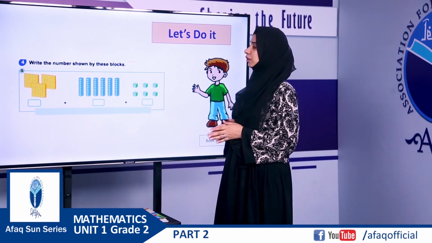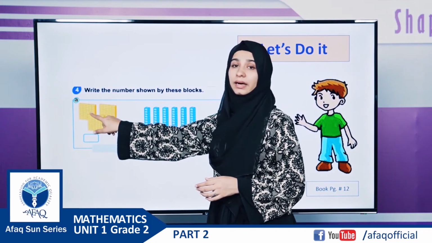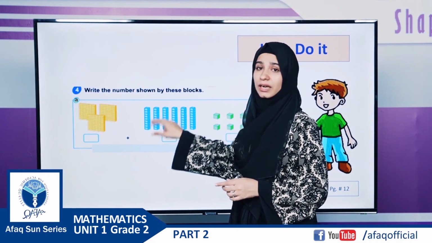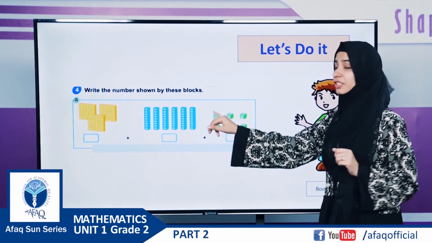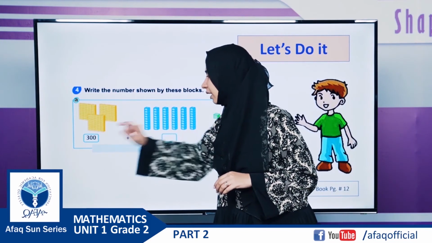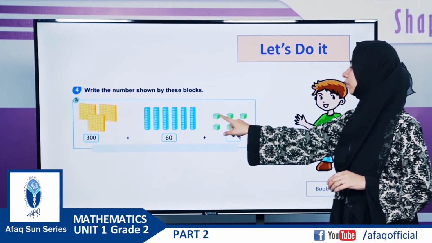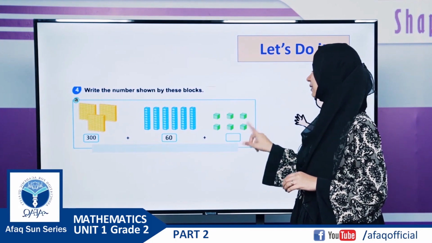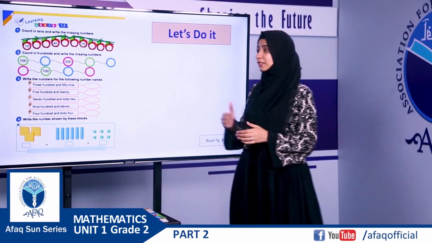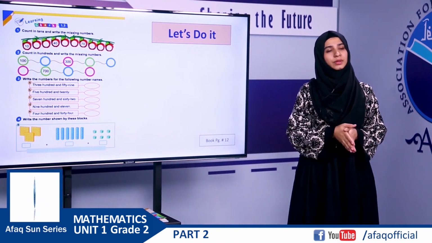Write the numbers shown by these blocks. As you know that this big one represents 100 and each block represents 10 and each cube represents 1 ones. So together we have 1, 2, 3 hundreds, 1, 2, 3, 4, 5 tens and 1, 2, 3, 4, 5, 6 ones. So students, now pause this video and solve this page in the presence of your parent or your teacher and resume this video right after 1 minute.